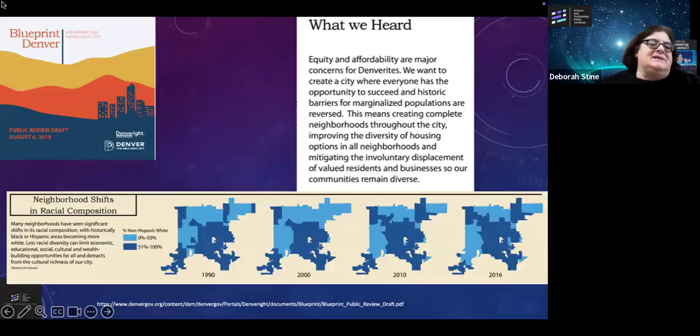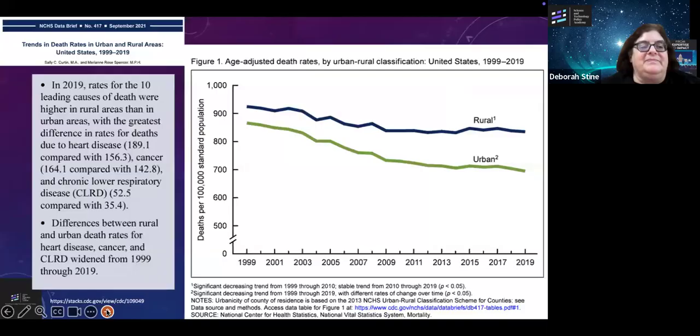And you can see here, this Blueprint Denver, that is the name of the program. And you'll see that the racial composition of Denver has changed over time. And the concern is that, as people go in and out of urban areas like Denver, sometimes it becomes too costly and it's difficult for people to live in the same communities that they always have. And this is part of this concern about displacement issues due to changing demographics in neighborhoods.